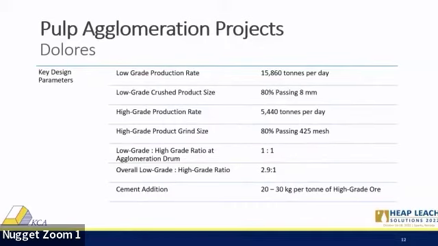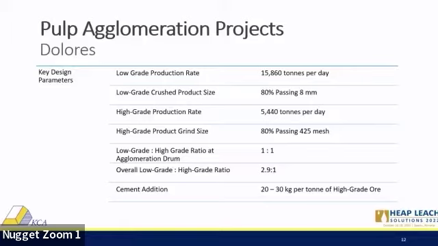So for Dolores, the low-grade ore was processed at about 16,000 metric tons per day. The mill product was ground at 5,440 tons per day to 80% passing 425 micron. The low grade and high grade ore were blended at a 1-to-1 ratio in the agglomeration drum, with the overall low grade to high grade ratio being 2.9-to-1 going to the heap.